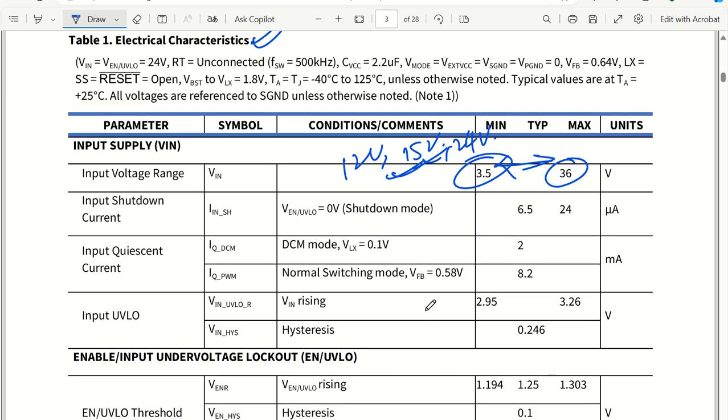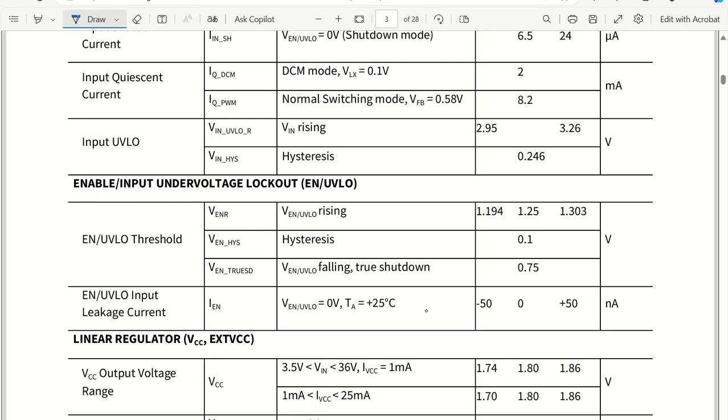The other parameter that we need to talk about is my enable voltage. The enable voltage required is 1.25 volt. If you give 1.25 volt or more than this, then you can switch on the IC, otherwise it will be in shutdown mode.